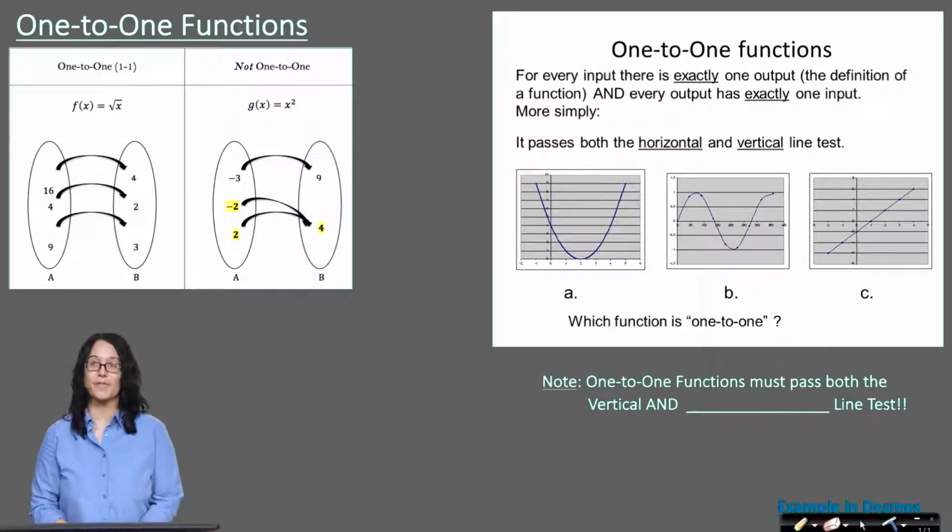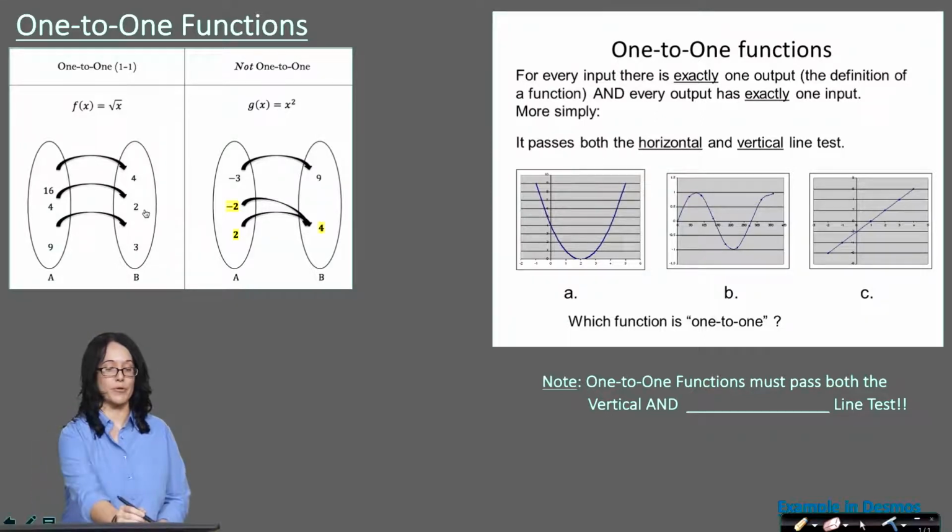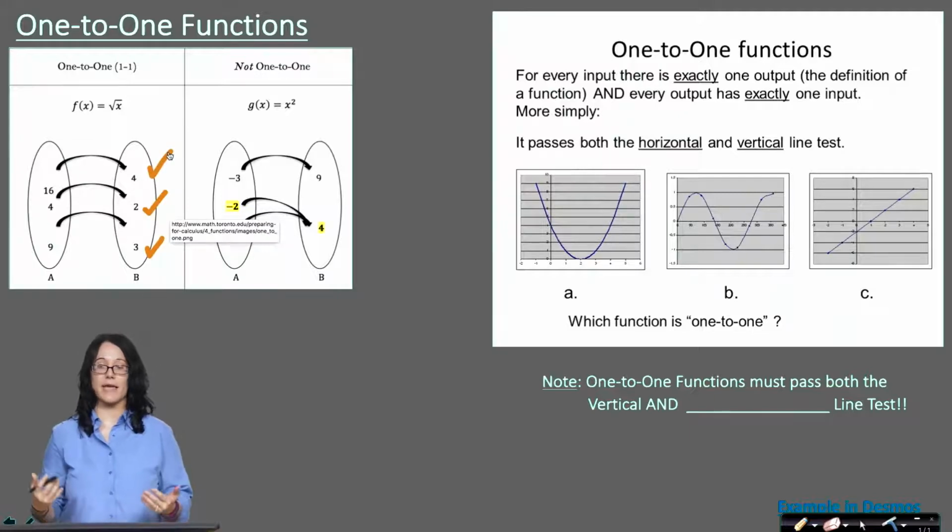So recall that a function is a relation in which every input gets mapped to exactly one output. For example, f of x equals the square root of x. If you input 16 as your x value, you output 4. If you input 4 as your x, you output 2. If you input 9 as your x, you output 3. So that's definitely a function.